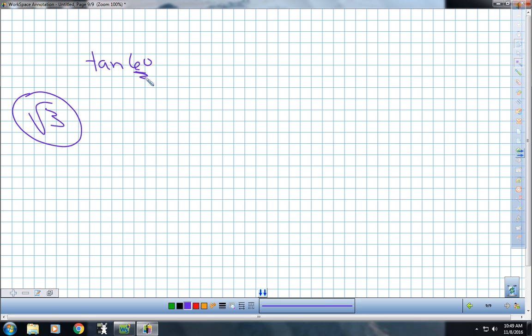Use a double angle identity. So I take out my friend the formula sheet. 60 degrees, I know, is in the first quadrant. The double angle identity says that the tangent of 2 theta equals 2 times the tangent of theta all over 1 minus the tangent squared of theta. So here we go. I'm just plugging in. So 2 times the tangent of 60.